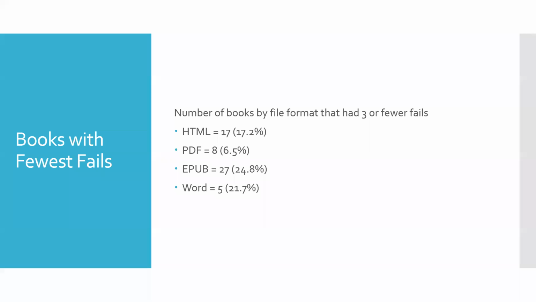And then we also wanted to take a look to see, in these different categories, where there are books that performed really well. So these are the numbers for, in each type of format, how many books had 3 or fewer fails out of the total 14 to 16. And you can see, again, PDFs didn't do as well. Only about 6.5% of those books had 3 or fewer fails. HTML, almost 20% there. EPUBs, almost a quarter of them, and then Word, about 20%. And I will say that there were very, very few books in the sample set that passed all the categories. Only 2, and they were both EPUBs, for what that's worth.